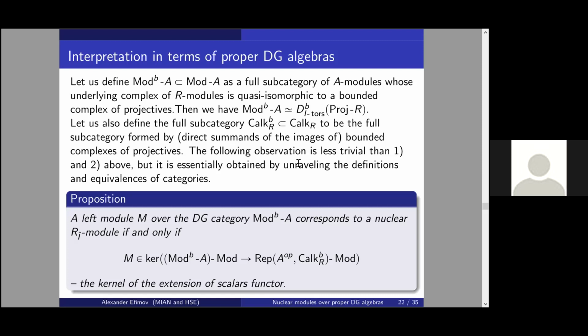Okay, so this is not obvious, but this is basically unraveling the definition. These categories and this functor make sense, as I mentioned, for an arbitrary proper algebra over the base commutative ring. So we're approaching the general definition, and there is a very surprising fact which I discovered while thinking about this.